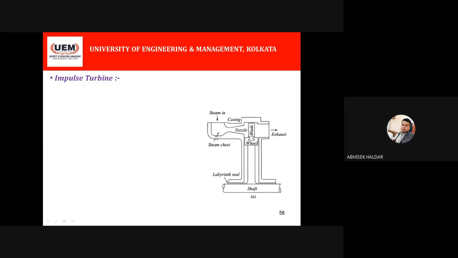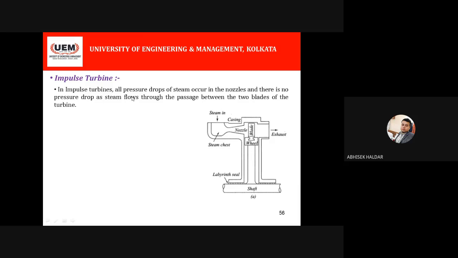This is the steam. The whole thing is called the steam turbine casing, but here the nozzle is there. In an impulse turbine, all the pressure drop of steam occurs in the nozzle, and there is no pressure drop as steam flows through the passage between two blades of the turbine.